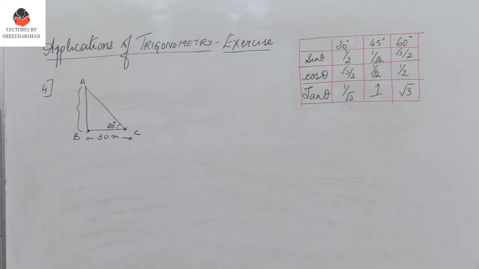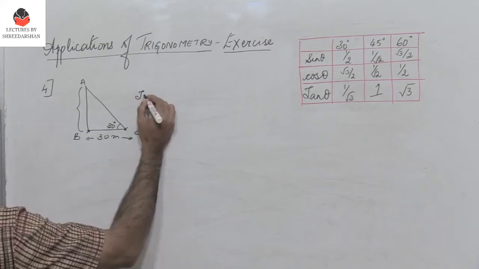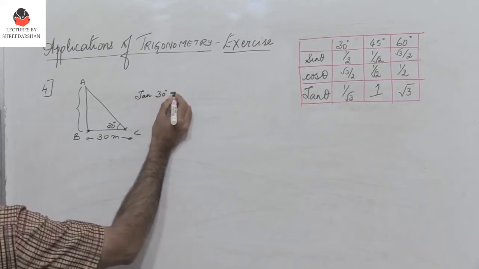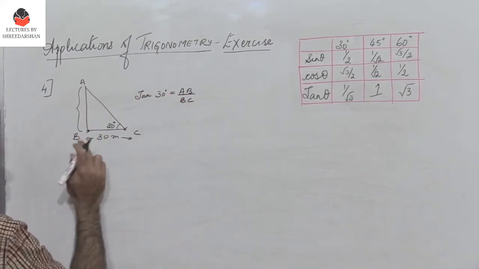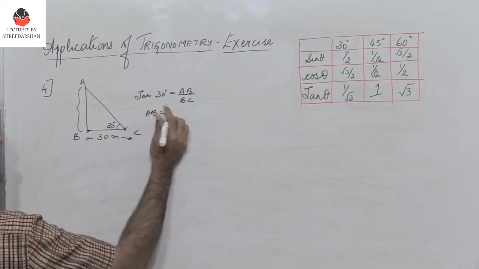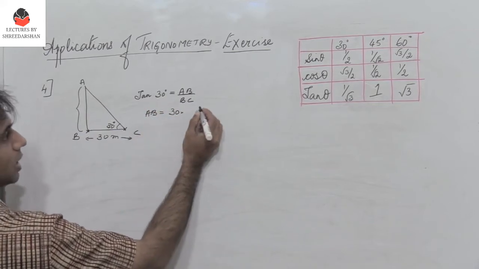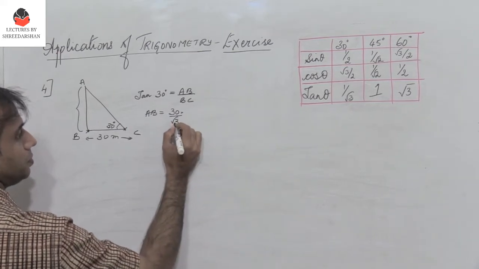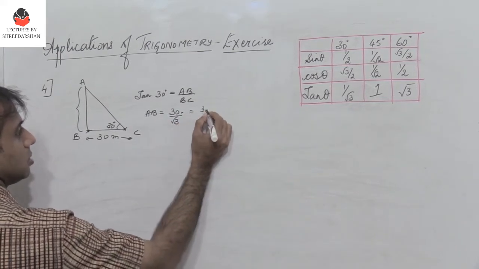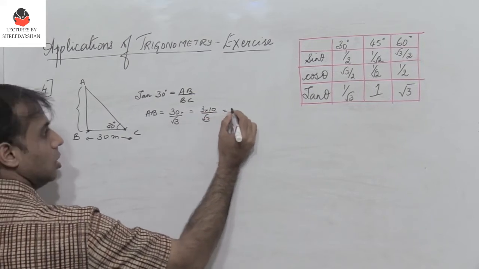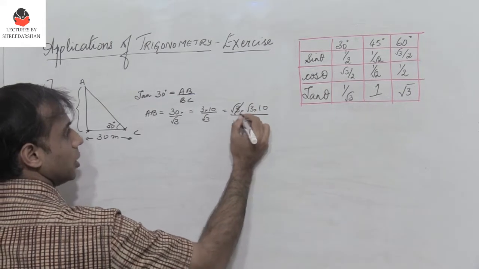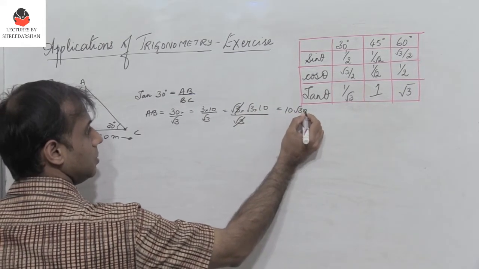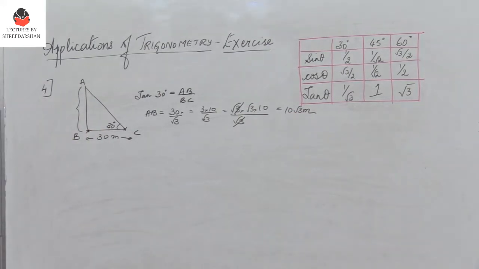So the height of the tower can be given by tan 30. What is tan 30? Opposite side, which is AB, divided by adjacent side BC. So I need to find AB. So AB is BC, which is 30, into tan 30, which is 1 by root 3. So I can write this as 3 into 10 divided by root 3. I can write this as root 3 into root 3 into 10 divided by root 3. So I get 10 root 3 meters. So this is the height of the tower, which is 10 root 3 meters.